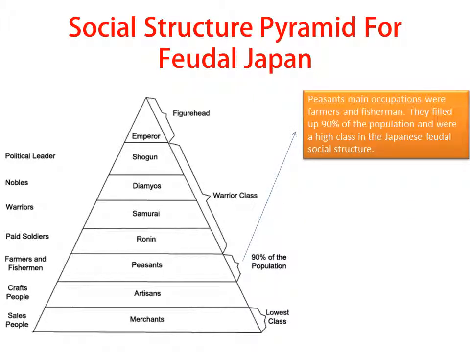First of all, we have the peasants. Peasants' main occupations were farmers and fishermen. They filled up 90% of the population and were a high class in the Japanese feudal social structure.